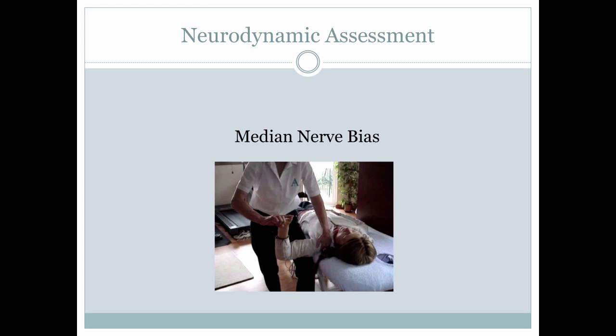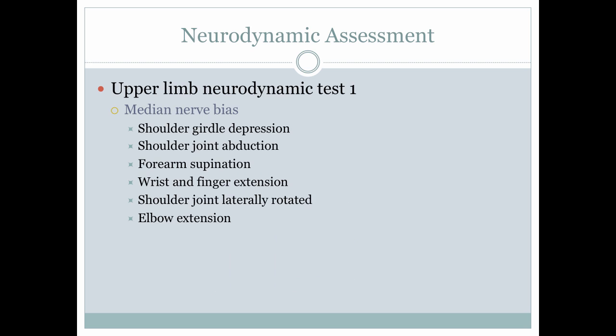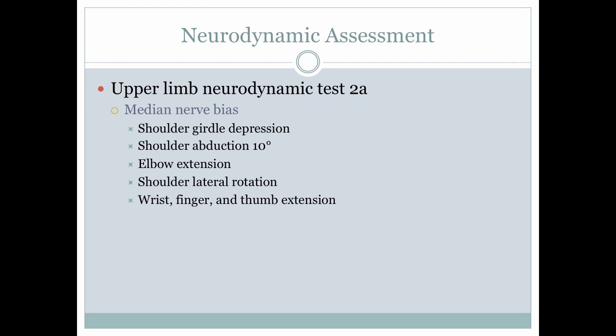So let's get into the neurodynamic assessment itself, and first we'll talk about the median nerve, also known as upper limb neurodynamic test 1. The median nerve bias, you see the steps of the test there. You place the patient in shoulder girdle depression, shoulder abduction, forearm supination, wrist and finger extension, lateral rotation of the shoulder, and then elbow extension. There is also upper limb neurodynamic test 2A, which is also a median nerve bias test.